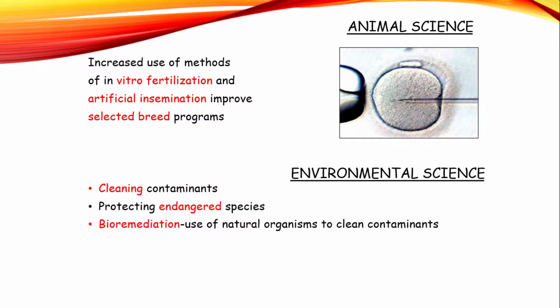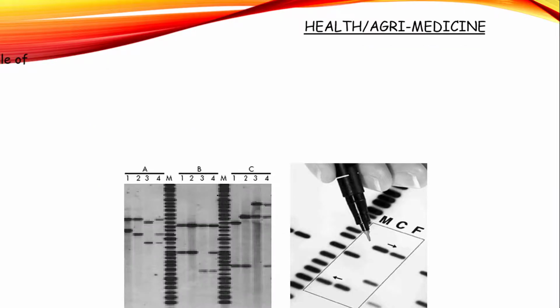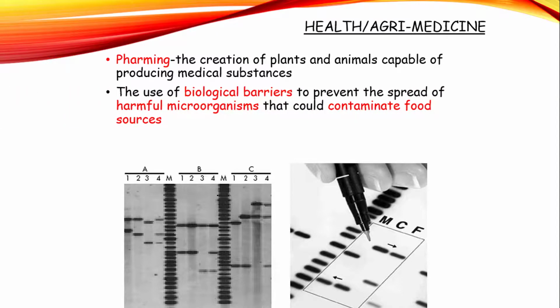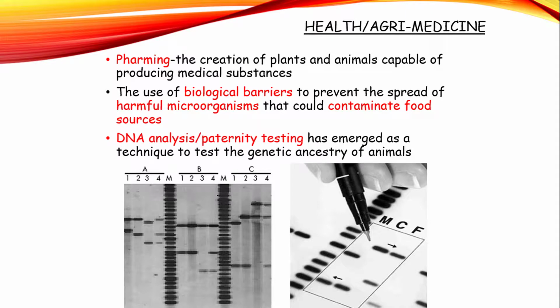In environmental science, biotechnology can be helpful in protecting endangered species and cleaning contaminants using natural organisms such as bacteria. This method is known as bioremediation. In health and agri-medicine, farming is used for the creation of plants and animals capable of producing medical substances, and the use of biological barriers to prevent the spread of harmful microorganisms that could contaminate food sources. DNA analysis or paternity testing has emerged as a technique to test the genetic ancestry of animals.